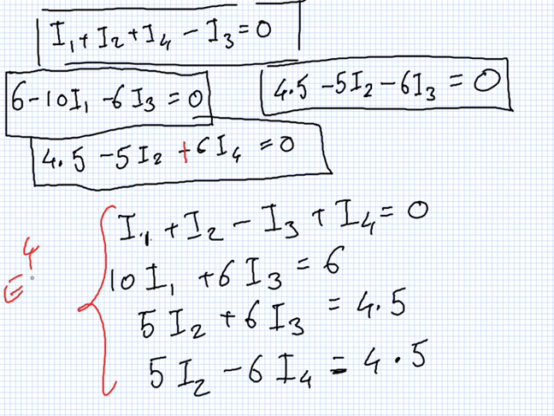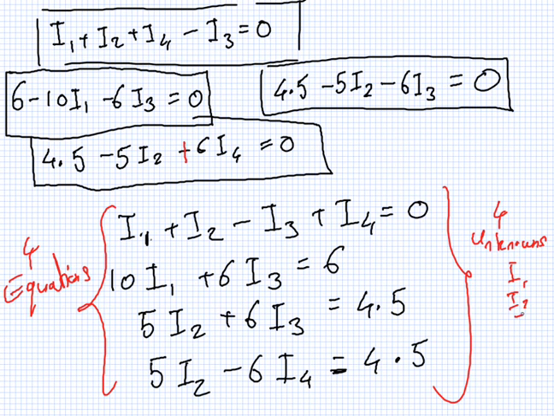Alright, so here you go. 4 equations and 4 unknowns. I1, I2, I3, I4. So let me see, how long do you need to solve this? 5 minutes? Okay, 5 minutes to solve this. Go ahead.